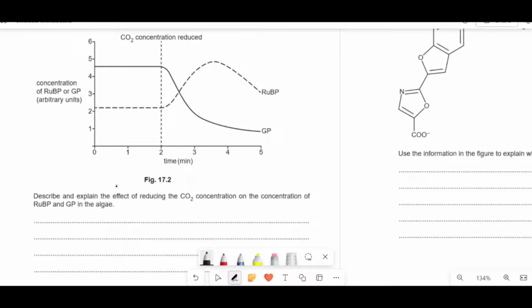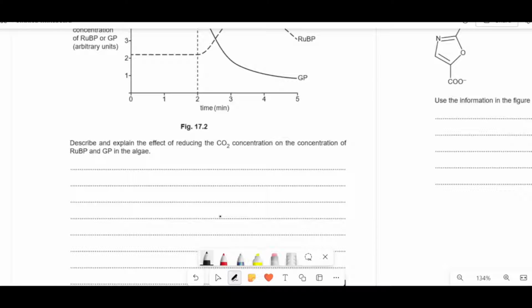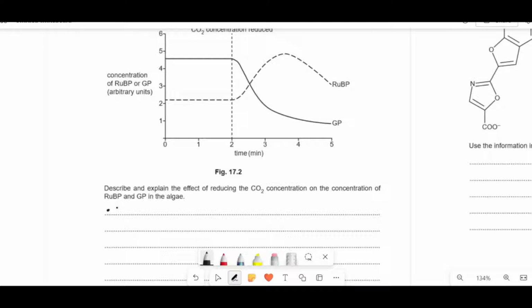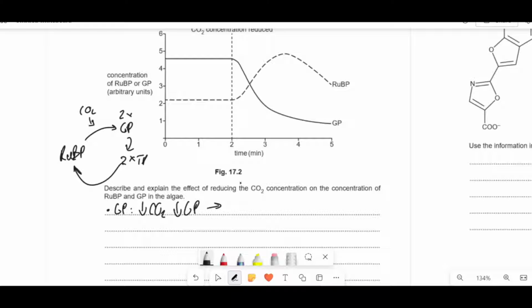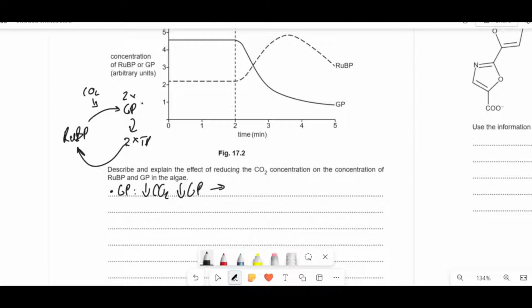So then it says, describe and explain. Describe is say what you see on the graph and then explain why it's happening. So if you look at describing and explaining the effect, let's do it one by one. You should always do it one by one. So if we look at GP, decreasing the CO2 decreases GP, and then we need to think why. RUBP, remember, combines with CO2 using Rubisco to make 2 lots of GP, which eventually becomes 2 lots of TP, and is then regenerated back to RUBP. So clearly, if we're decreasing CO2, that makes sense.